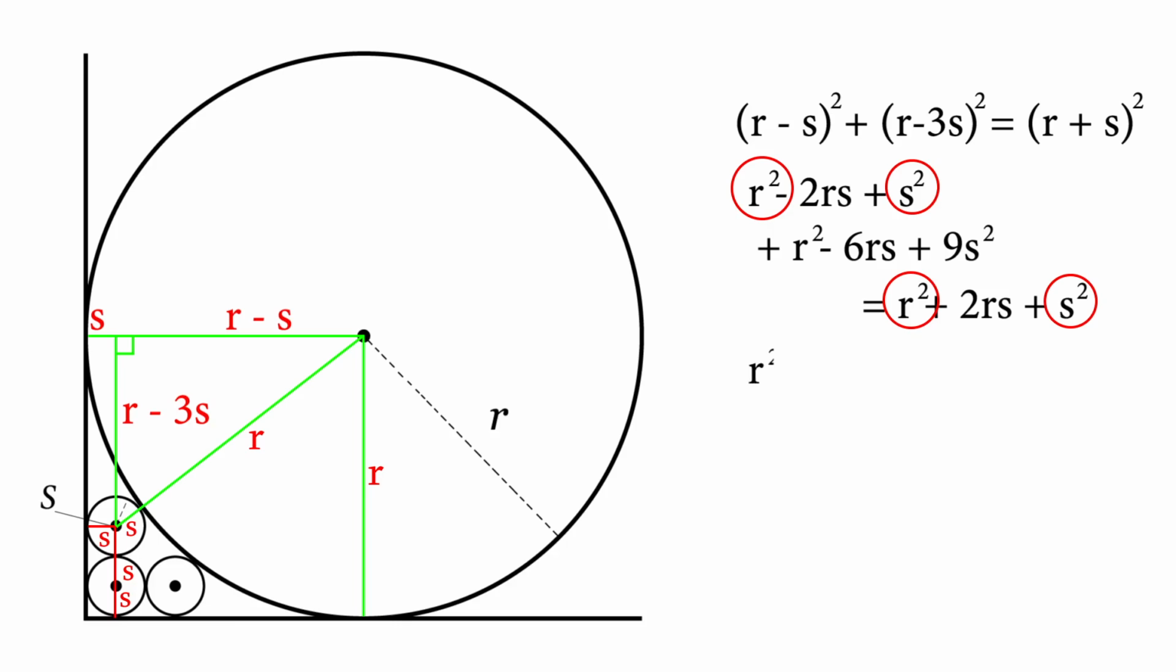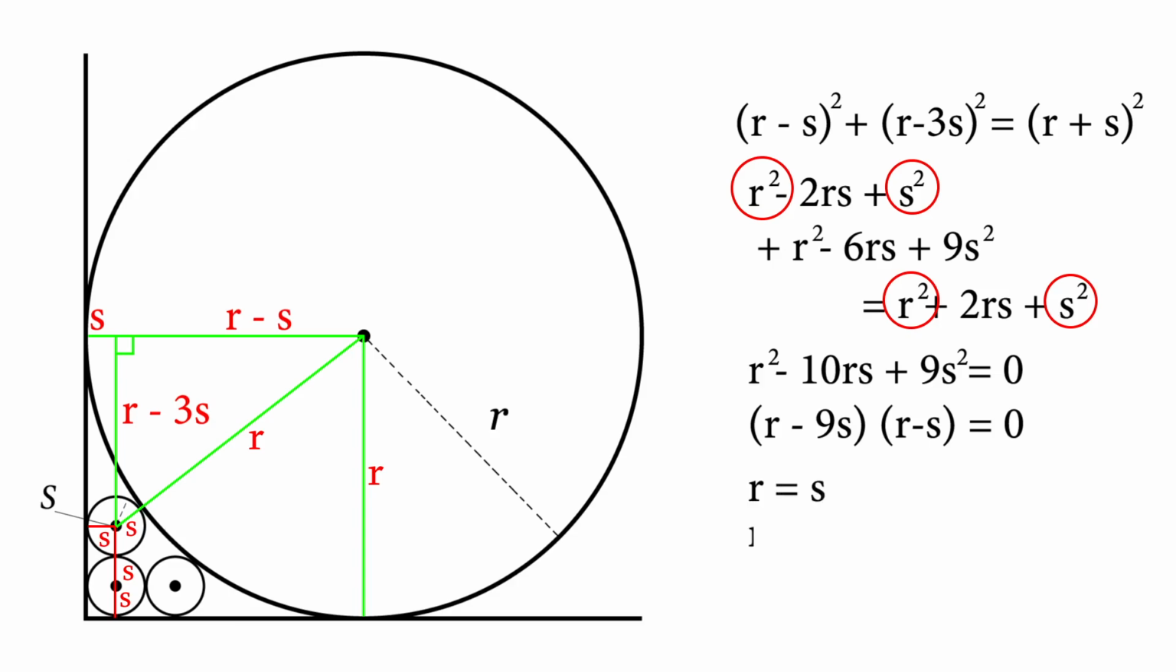Put everything on one side. R squared, minus 2, minus 6, minus 8, minus another 2, minus 10RS, plus 9S squared. And then, let's see, I hope this factors. R, 3 and 3, I don't think that will work. But how about 9 and 1? Minus, minus. Yeah, that should work. Yeah. So that means that R is equal to S or R is equal to 9S.